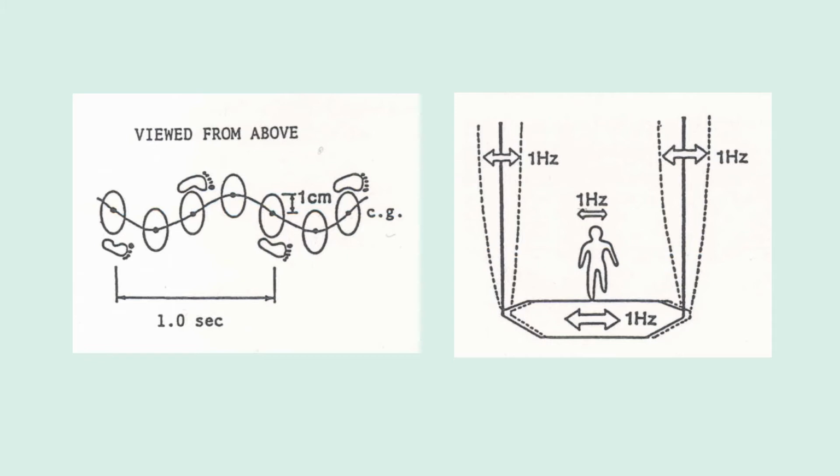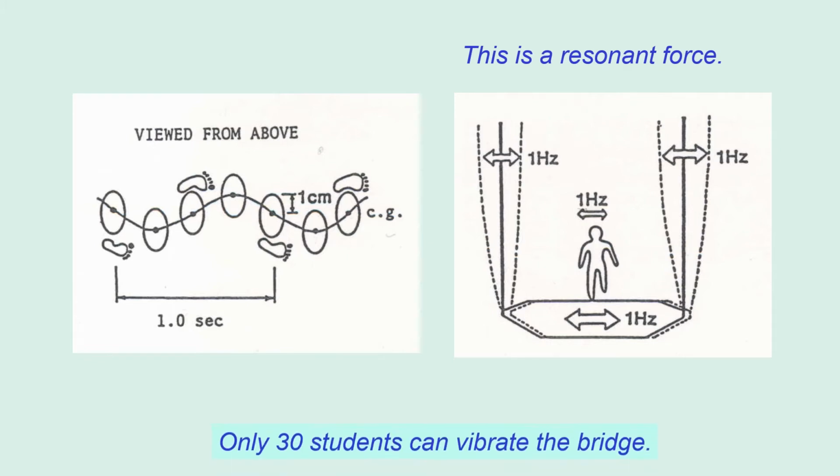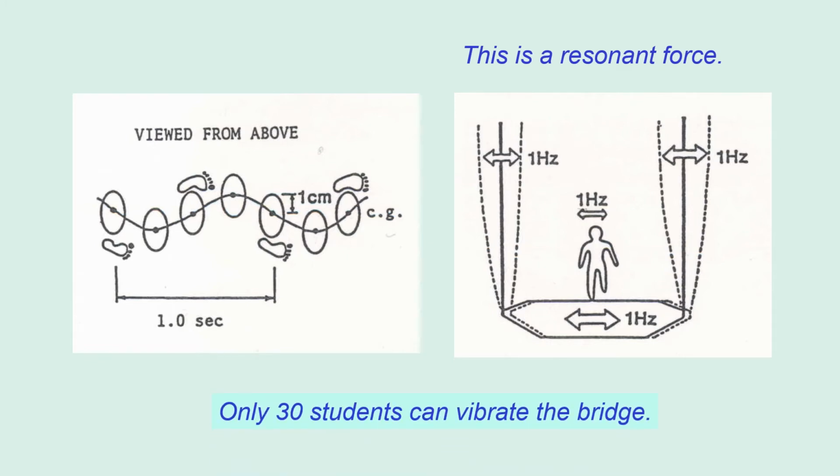Suppose this 1 Hz exciting force is applied to the girder, which has a natural frequency of 1 Hz. Resonance occurs and the response is amplified. I asked 30 students to sidestep on the bridge with a frequency of 0.93 Hz. Then the bridge was easily excited and the actual vibration was successfully simulated.